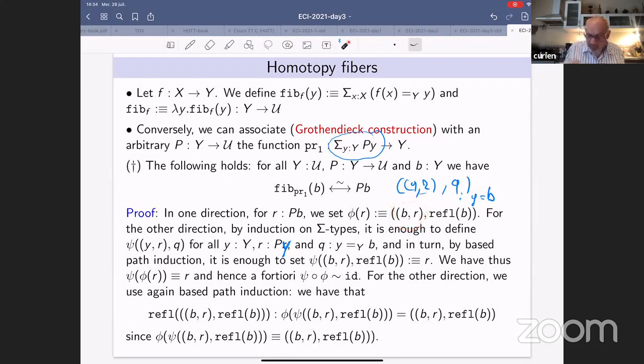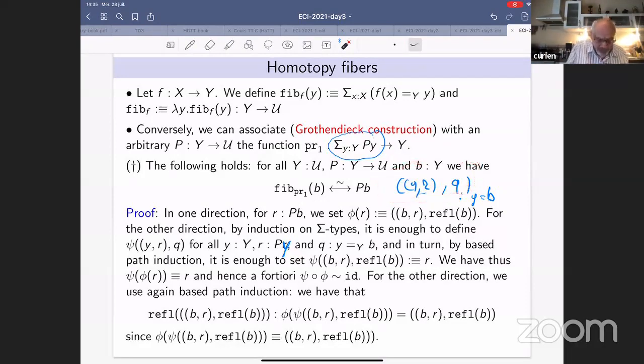Okay, and we want to prove that B equals B, and ref B is good. On the other way around, we need to define a function from here to here. So by induction on sigma types, because this is a sigma type, it's enough to specify psi when I give it explicit members of this type, and I have just spelled out to you what are these explicit elements.